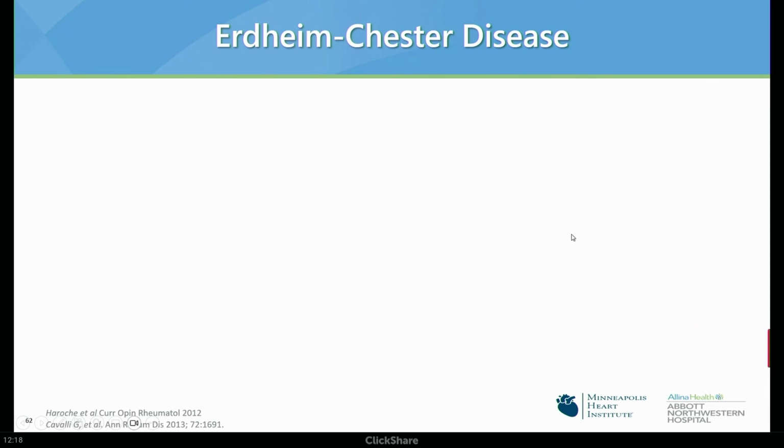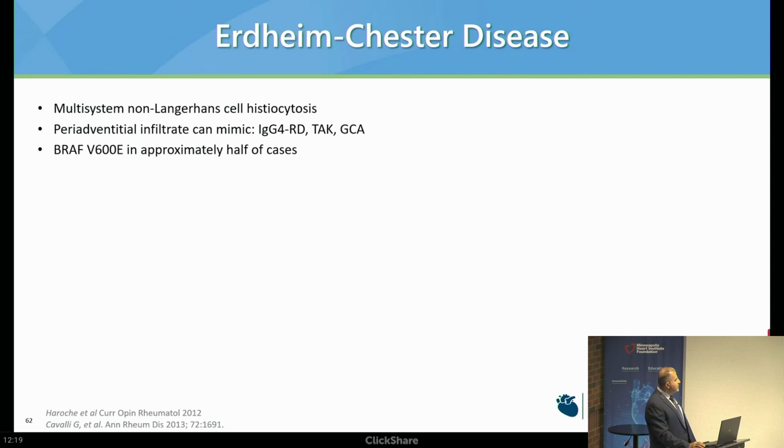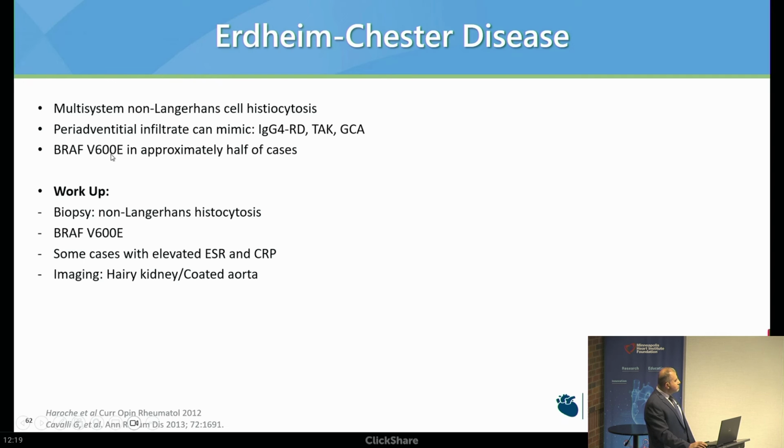It's Erdheim-Chester disease, which is a very rare systemic disease caused by infiltration of non-Langerhans cell histiocytosis. It actually leads to periadventitial infiltrates. It could mimic IgG4 or Takayasu aortitis. And 50% of these patients have the BRAF V600E gene mutation. Workup is by proving non-Langerhans histiocytosis with a biopsy. You could test for the gene mutation.